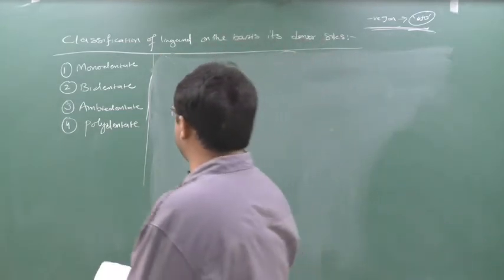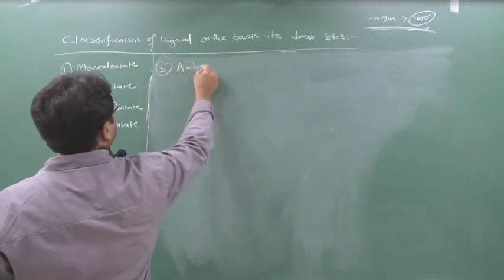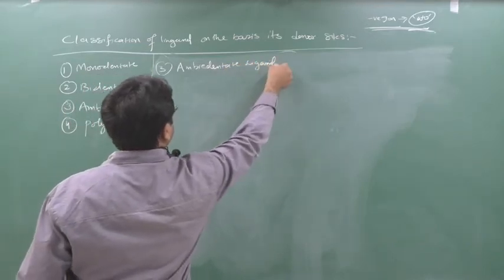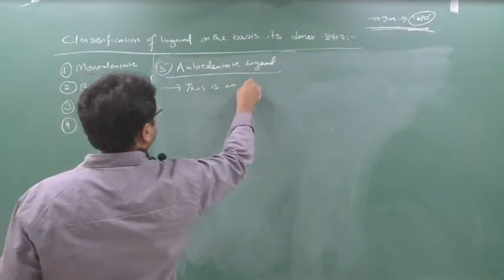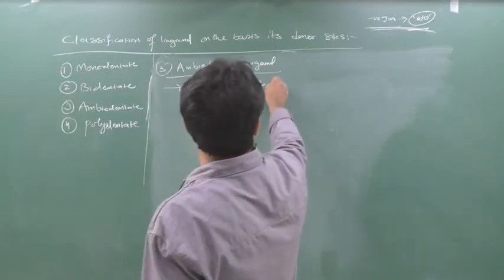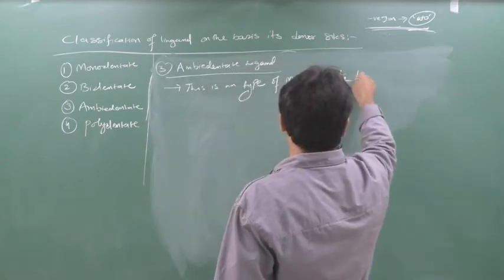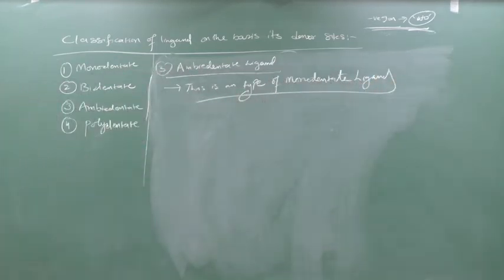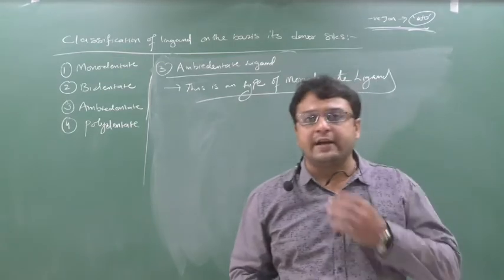Next you can write down ambidentate ligand. The first point is that this is a type of monodentate ligand. What do you mean by monodentate ligand? A monodentate ligand is a ligand which has only one donor site.